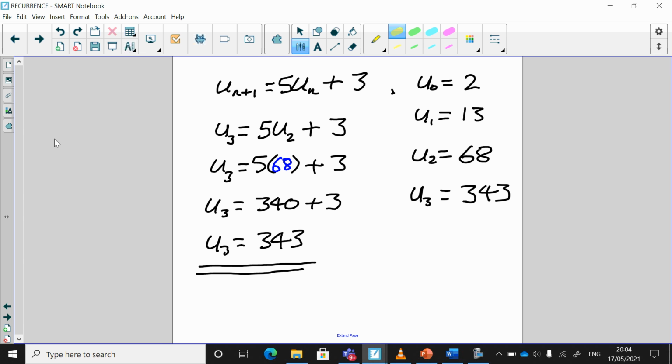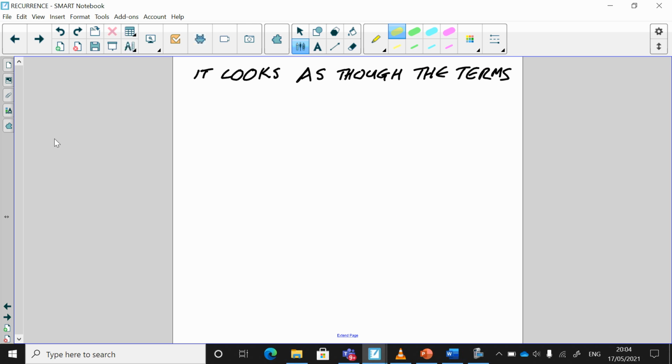I could have gone on further, but that would mean you'd have to do 5 times 343, add 3, and things would just get out of hand. The numbers would just keep growing and getting bigger and bigger. So, the terms: you had to be given the first one in order to start generating the next numbers, 2, 13, 68, 343, and we just keep going.